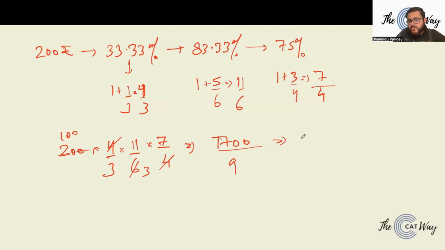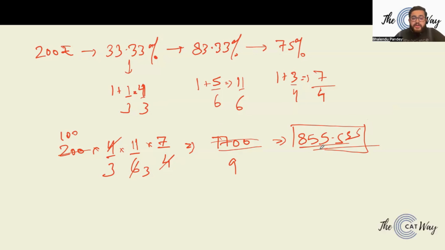7700 divided by 9: 9 goes into 77, 8 times. You'll be left with 5. 9 goes into 50, 5 times. You'll still be left with 5. It will go 5 times again. And this will continue. So this will be the final value after all the increments that are being made: 855 is the final value that we will have.